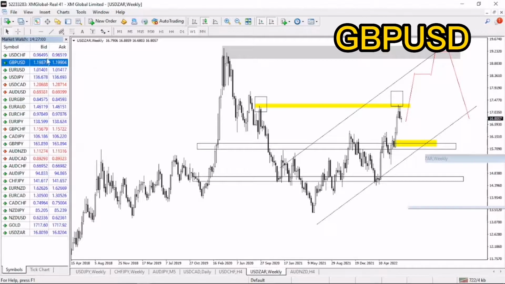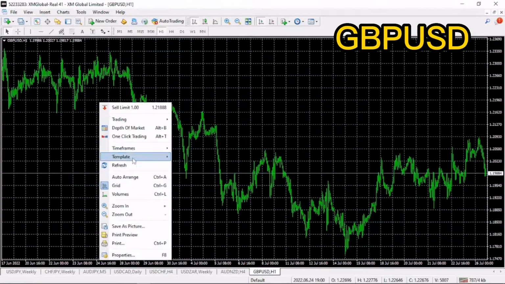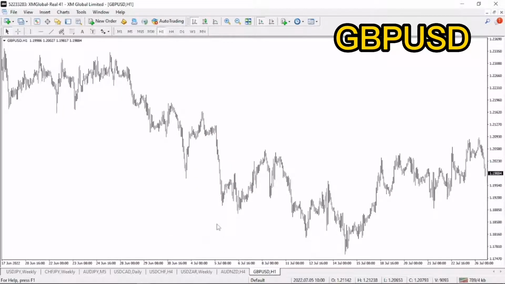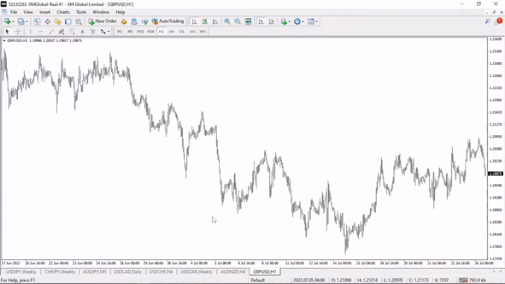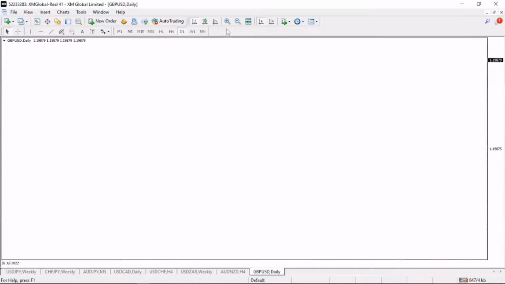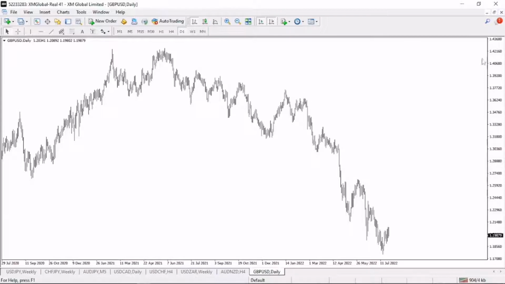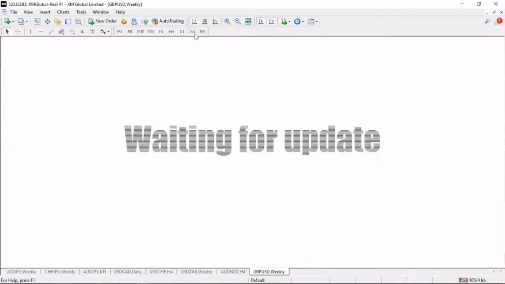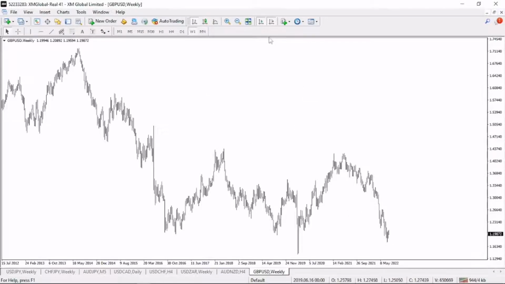The second pair will be Euro. Let's just go with GBPUSD. With GBPUSD, as you can see, we've been going down. It's been a downtrend for quite a while. We can safely say GBP has been tanking, it's been declining, it's been selling.